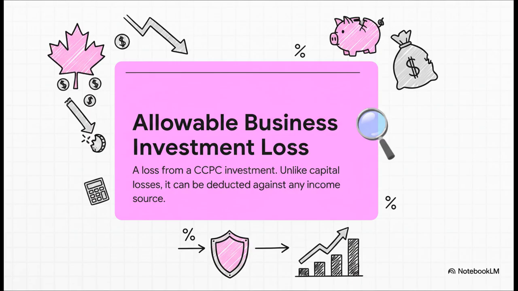Now, this is a unique and really important rule that provides a kind of safety net for people investing in Canadian small businesses. If your investment in a CCPC goes south and you have a loss, it's classified as an allowable business investment loss, or an ABIL. Think of it as a kind of super loss. Unlike a regular capital loss, which can only offset capital gains, an ABIL is far more flexible. You can use it to reduce your taxes on your salary, your business income, pretty much any source.